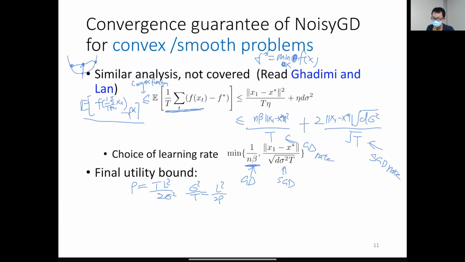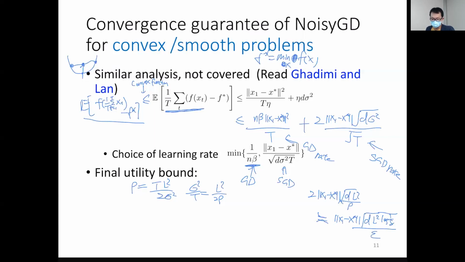And then we can substitute into the second term. That gives us 2 times x1 minus x star, square root of d L square over rho, right? So it's a lot simpler than what we had previously. And again, using the conversion, this is proportional to square root of d L square log 1 over delta over epsilon, right? So something that we expect.